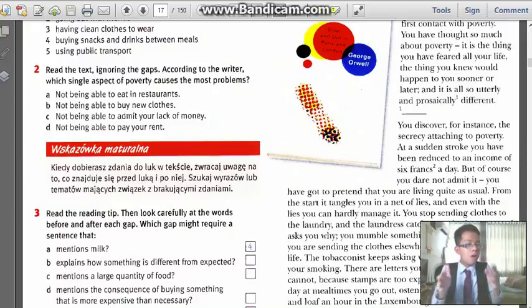Okay, so prosaically different. You don't know what prosaically means? You can check it in the dictionary, but if you don't know, don't care. We will move to the phrases that are important. Like I have told you, you underline the words different and expected. Now let's read: and prosaically different.